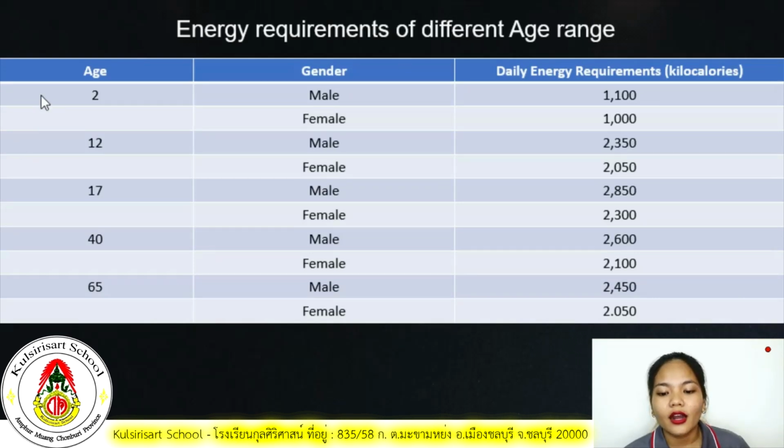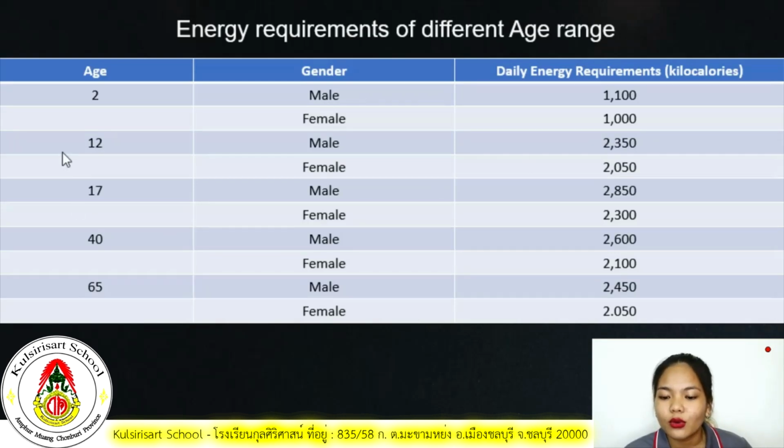Now, if you are age 2, male, you need at least 1,100 kilocalories per day. If you are age 2, female, you need 1,000 kilocalories per day. So remember, when you're a male, you need more energy compared to when you're a female. That's why when you're a 2 year old male, you need 1,100, but when you're a 2 year old female, you only need 1,000. So 100 kilocalories less.